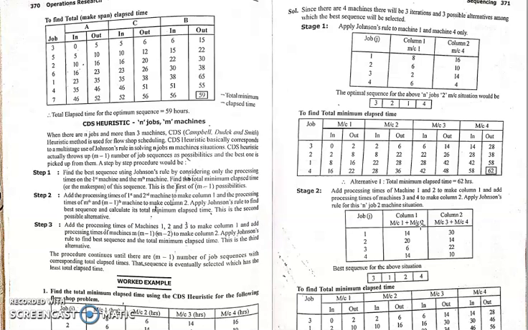There are other ways through which you can find the sequence. In the second iteration, let us add machine 1 and machine 2 to make one column, and machine 3 and machine 4 to make another column.